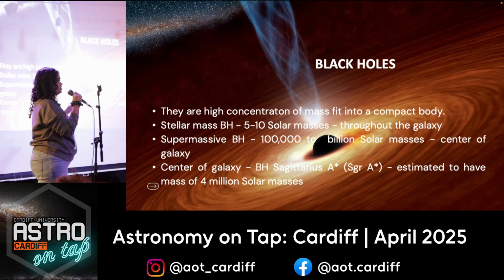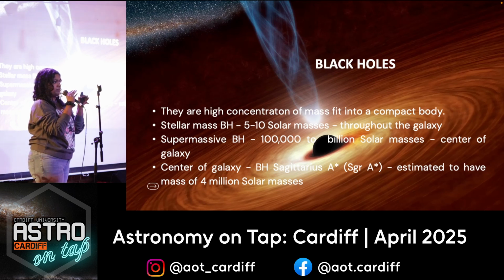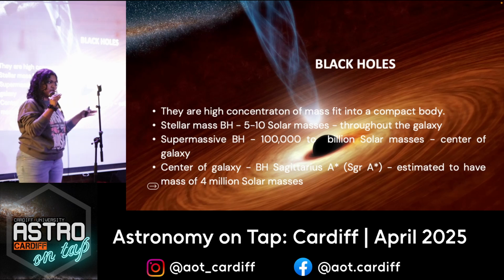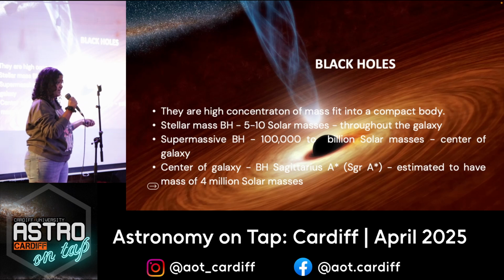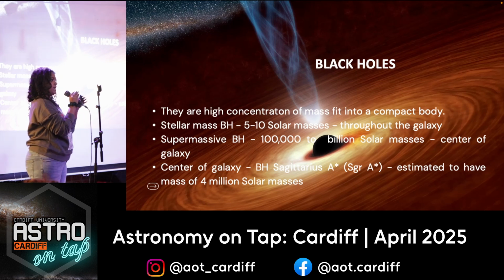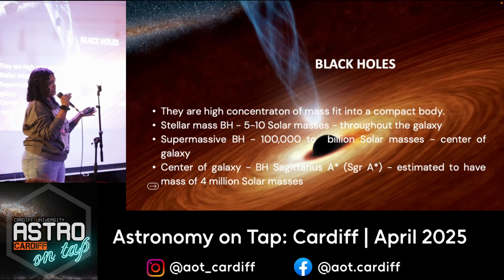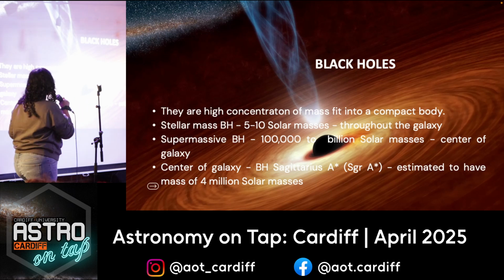So black holes are a high concentration of mass, fit into a small compact body. When a star explodes, if the mass is high enough, it goes down into a black hole or a neutron star, depending upon how high the mass is.